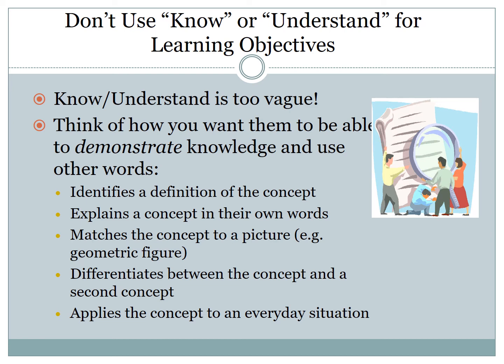Let's say you're teaching the 50 states, and you say students will be able to understand the names of the 50 states. Well, you can't see inside their mind to make sure they know that, but you can see lists. Students will be able to list the 50 states in alphabetical order is a learning objective. See the difference?